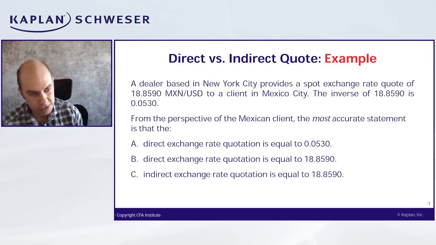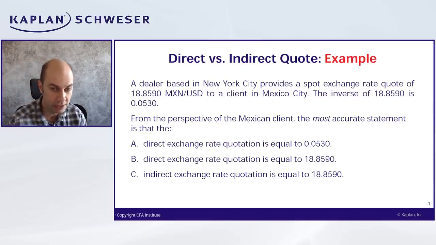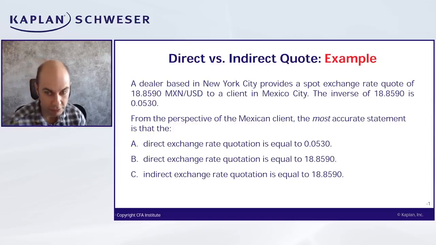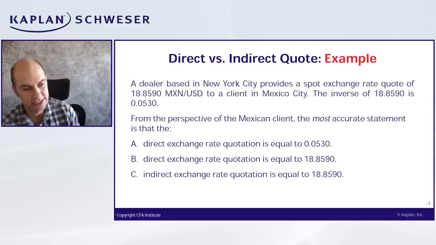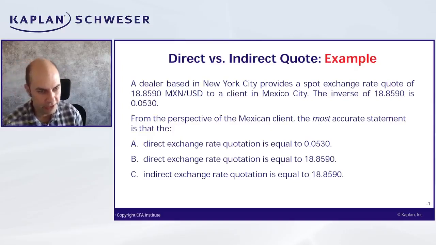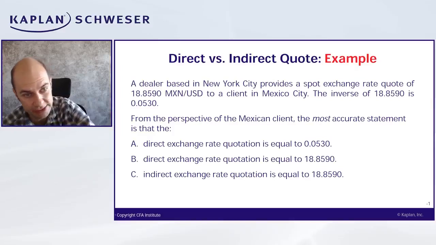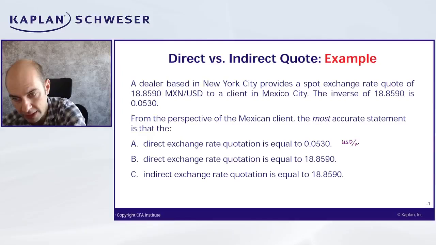So that's the inverse. Now, from the perspective of the Mexican client, obviously the Mexican client considers the Mexican peso to be the domestic currency. The most accurate statement is what? Direct exchange rate is 0.0530. Well, that'll be the inverse of MXN over USD. So this is USD over MXN.